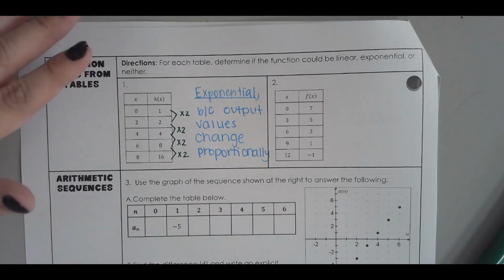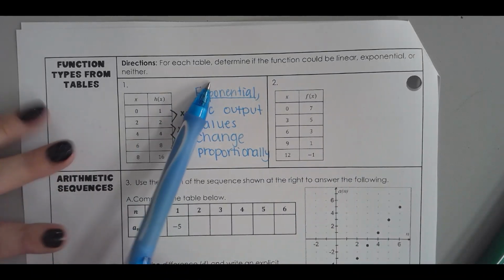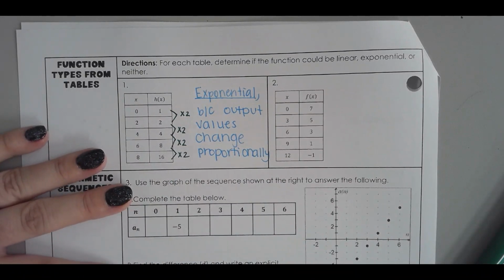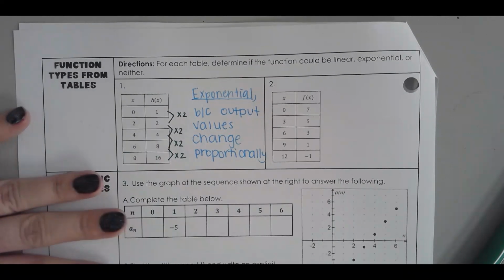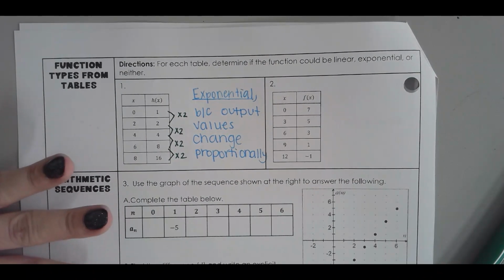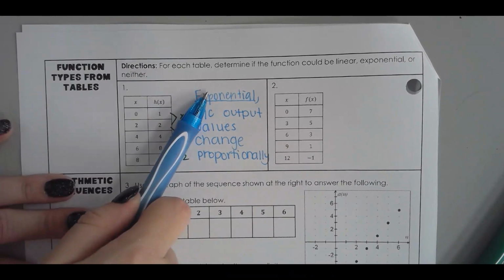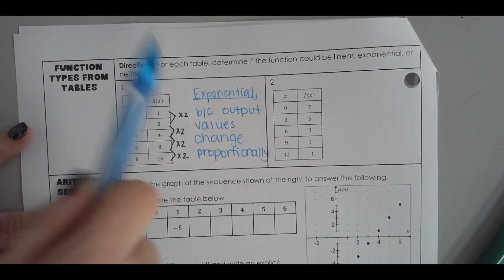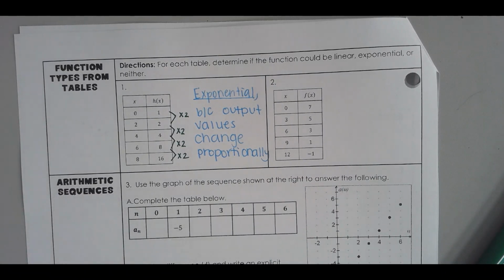I can imagine a multiple choice question that would have this, and your multiple choice might be exponential because the output values change proportionally. You might have another one that says exponential because the output values change at a constant rate. You saw similar questions like that early on this year in the first unit. So not only do you have to know that it's exponential, you need to remember exponential proportional. Linear, constant. Kind of get those words together.